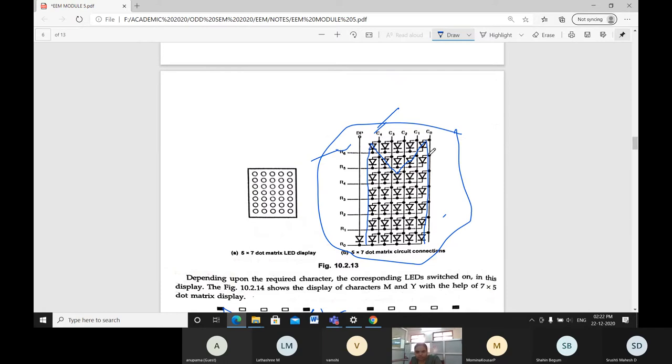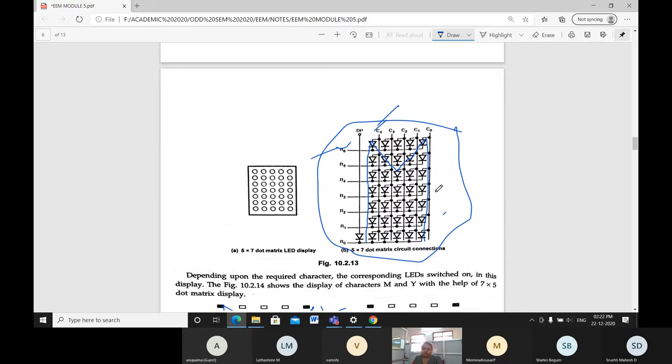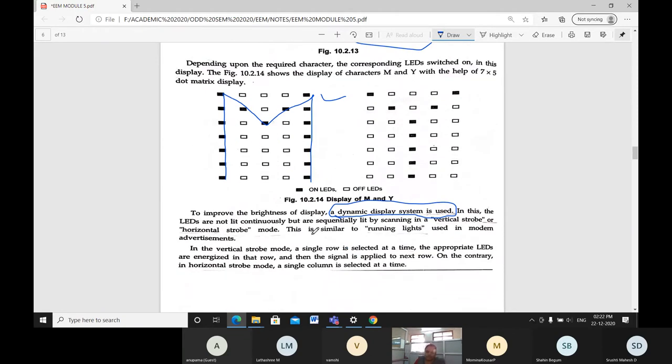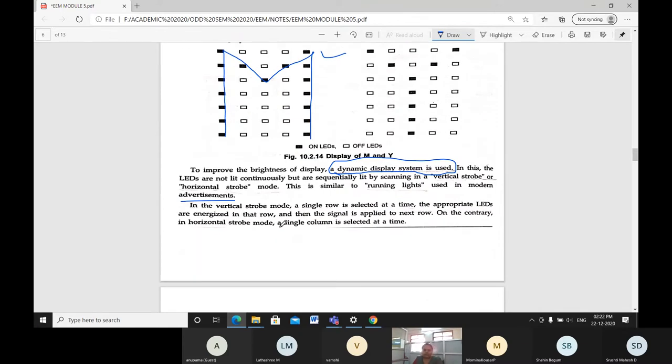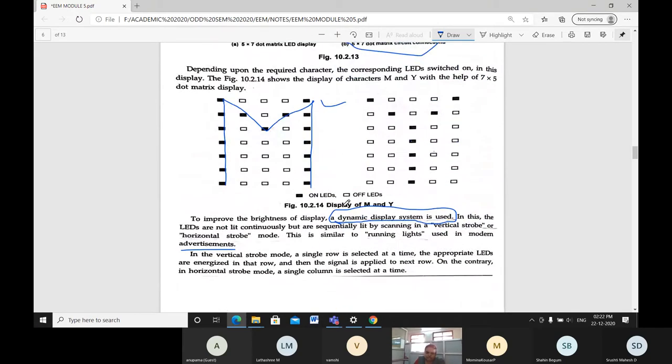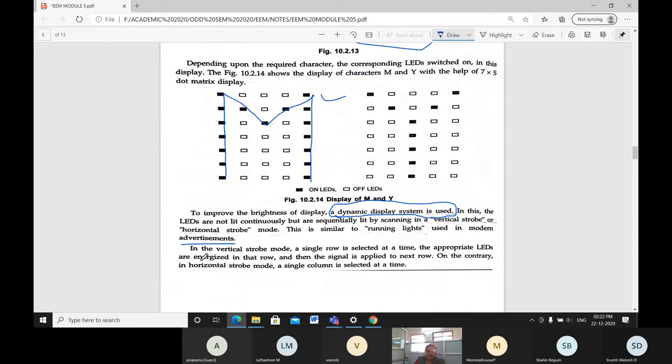In the same way, all the operations are going to be scanning where the character is and which LED should glow. It will check in the horizontal fashion, and in terms of your vertical fashion. That's horizontal strobe and vertical strobe. This is similar to the running lights used in modern advertisements. In the vertical strobe, a single row is going to be selected at a time. The appropriate LED is energized in that row, then a signal is applied to the next row. In the same way in the horizontal way, a column is going to be selected at a time, where it will check which LED should glow.